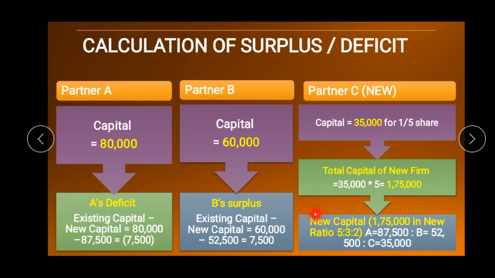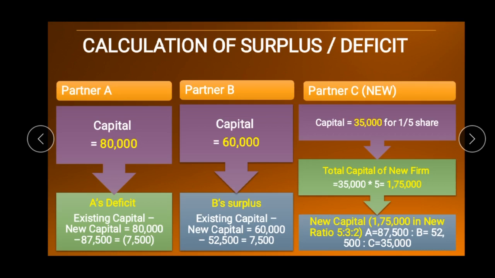Now we have to calculate the new capital of each partner. How is it calculated? The total capital of the new firm is divided in new profit sharing ratio. Suppose the new profit sharing ratio is 5:3:2. So now we will divide the new capital, that is 1,75,000, in new profit sharing ratio, and the answer comes, in case of A it is 87,500, in case of B it is 52,500, and in case of C it is already given in the question, it is 35,000.